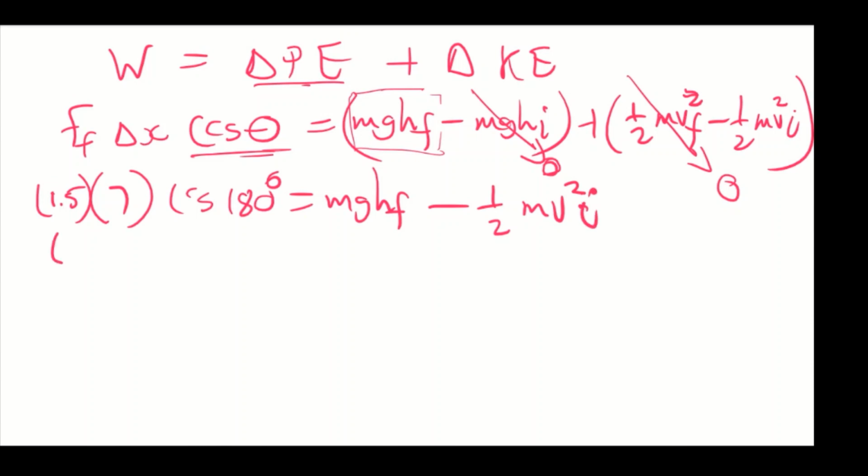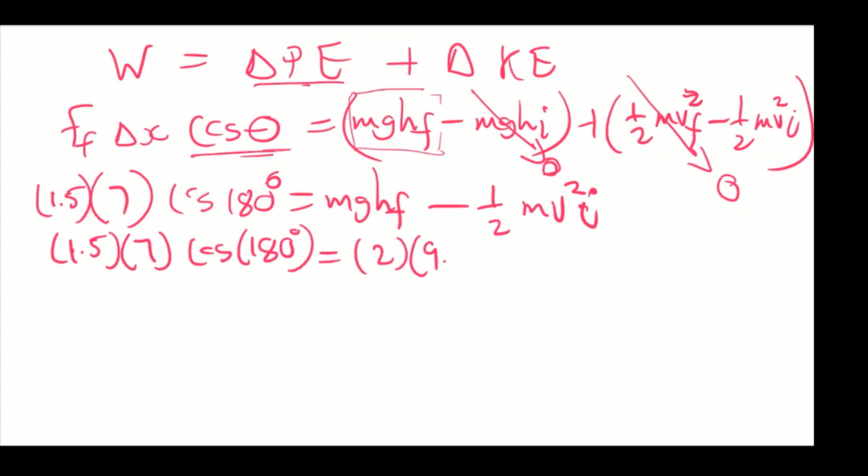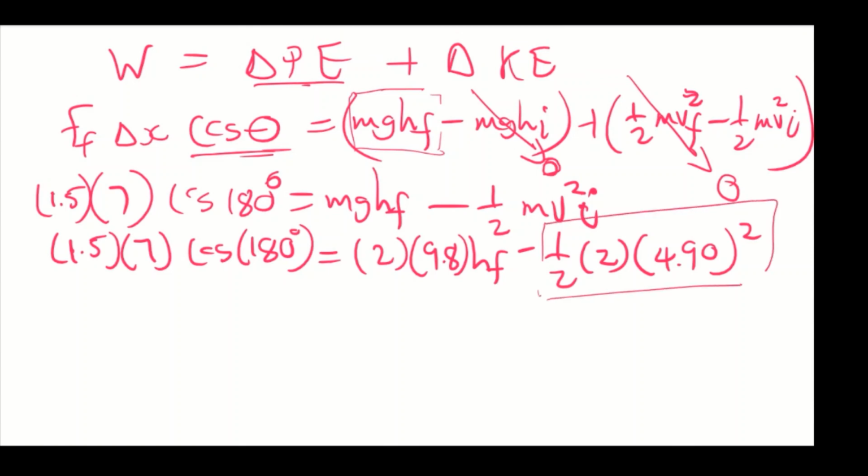So you're just going to substitute. It's going to be 1.5 multiplied by 7 cos of 180 degrees equals the mass of the trolley, which is 2, times 9.8, and the height that we are looking for, minus 1 over 2, the mass is 2, the initial velocity at point A, which is what we calculated in the previous question 5.4.1, was 4.90, right? So it's going to be squared, and then we're just going to transpose this to the other side.